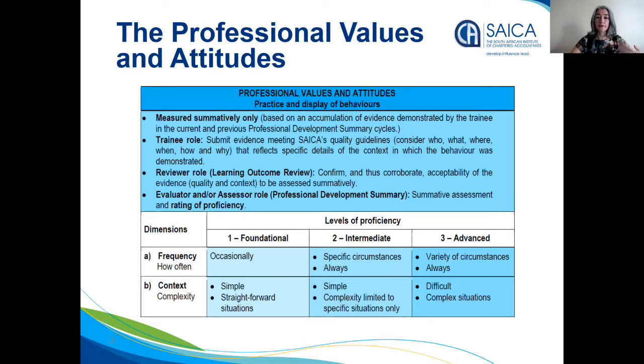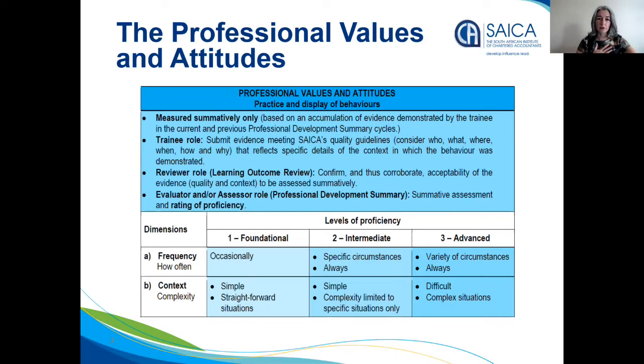Frequency refers to how often this behavior shows up, and the context refers to the complexity of the scenario that the trainee is faced with at the time when they are expected to display this behavior. We therefore only measure the professional values and attitudes proficiency at a summative level, because frequency is involved. Frequency means that we can't really measure it at a formative level. The reviewer is only being presented with one example of evidence, so they are not really equipped to measure how often this behavior shows up. That can only be done at a summative level.